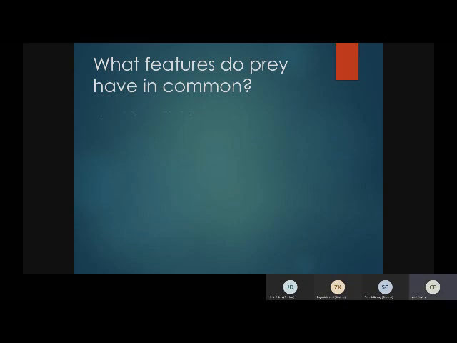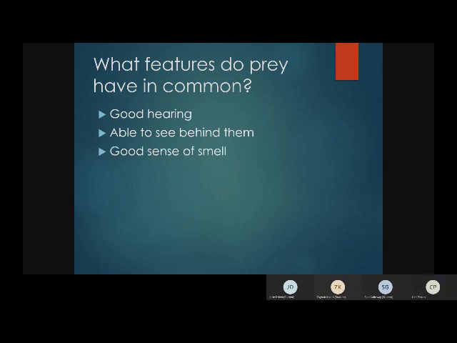There we go, good hearing. Something that's mentioned before about the position of the eyes. If you put the eyes on the sides of the head, they can see behind them. And most prey animals have got exactly that. Good sense of smell, already mentioned. Speed and strength, so they can either escape or fight them off. Camouflage, especially actually in young animals. The young animals have got usually much better camouflage than the adults because they're more vulnerable.